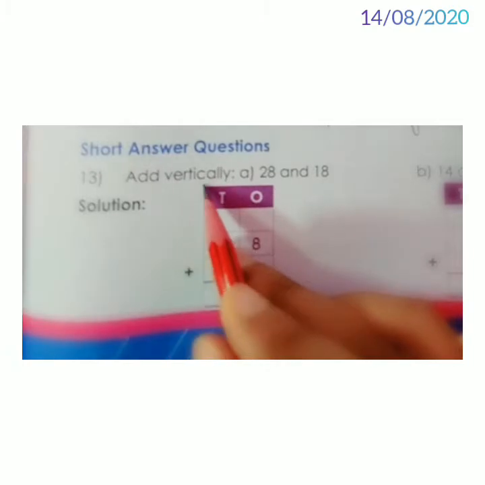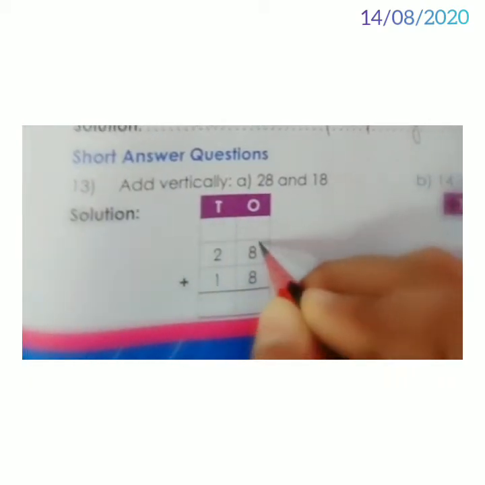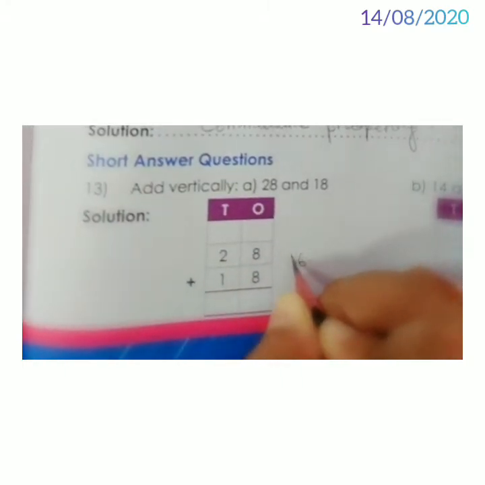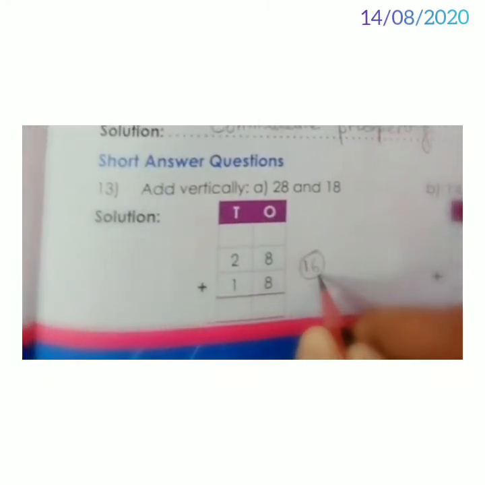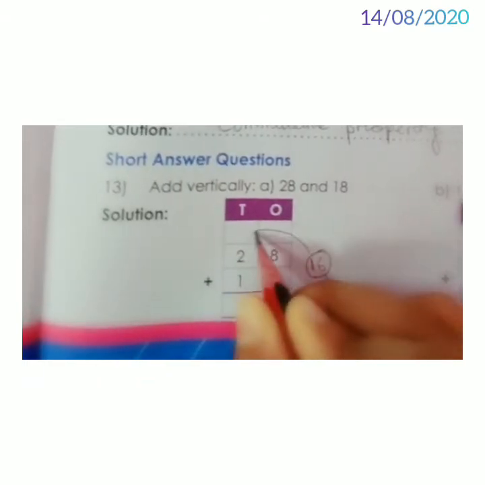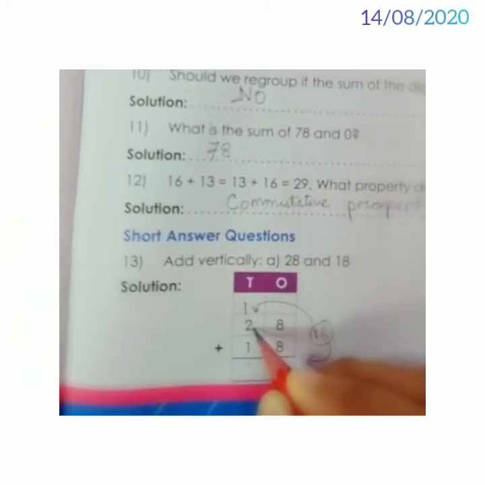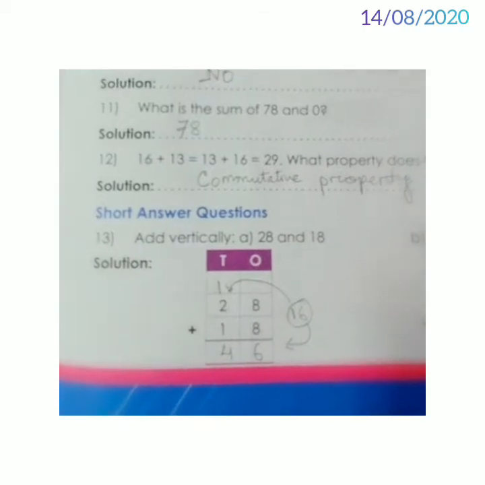Question number 13. Add vertically 28 and 18. We have to add the numbers 28 and 18. So let's add together. 8 plus 8 is what, dear children? 16, isn't it? 8 plus 8 is 16. And we have to regroup it. So we will write 6 under the ones place and this 1 will be carried over here. Alright, 1 plus 2 is 3, 3 plus 1 is 4. So the correct answer is 46.